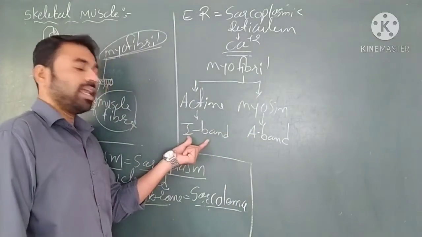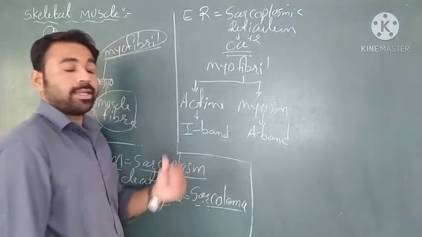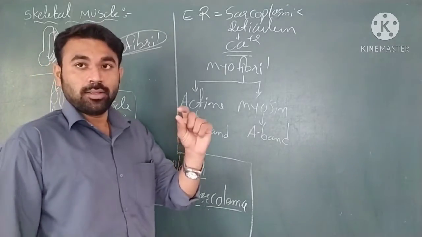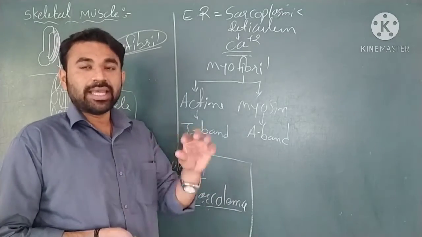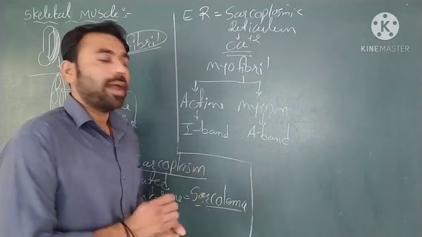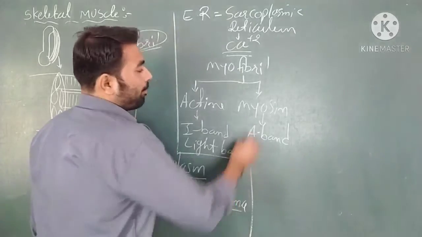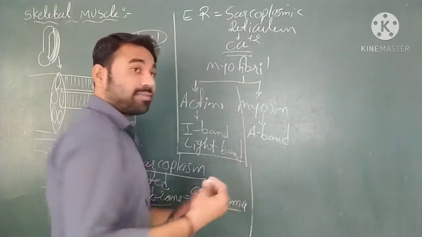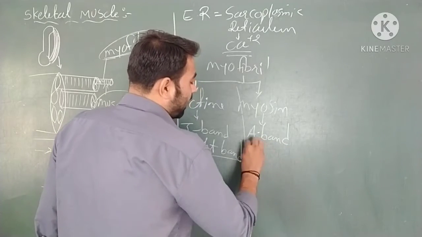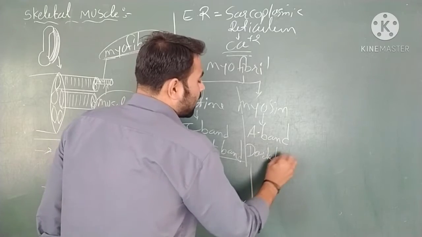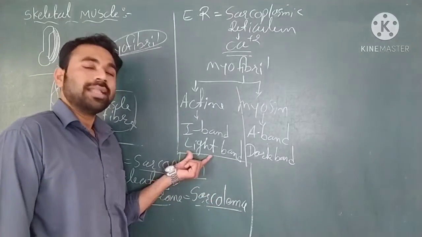Actin is known as I band and myosin is known as A band. Okay, now second, actin is somewhat thin compared to myosin, so it is a thin band. इसलिए वो light दिखता है, that's why it's called light band. So you can say it is the light band or thin band, and myosin is thick, that's why it's called thick band, or you can say dark band or thick band. Okay, and this is the light band.